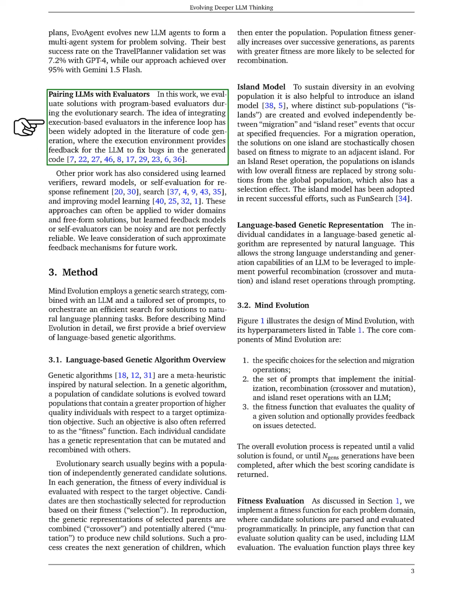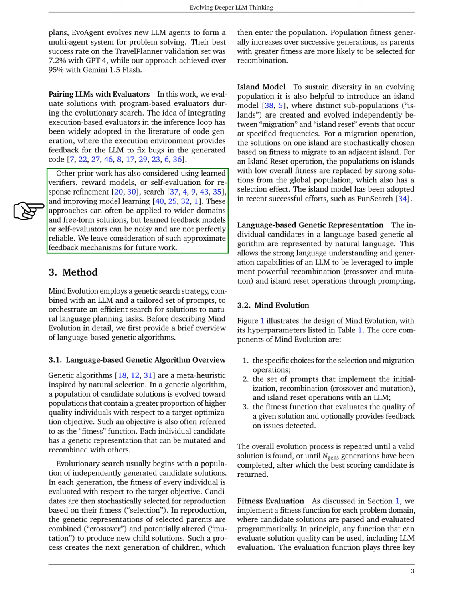In our approach, we evaluate solutions using program-based evaluators during the evolutionary search. This method of integrating execution-based evaluators has been widely used in code generation, where feedback from the execution environment helps the LLM correct errors in generated code. Other studies have explored using learned verifiers and self-evaluation for refining responses and improving model learning. However, we recognize that these feedback mechanisms can be noisy and unreliable, so we plan to address this in future work.